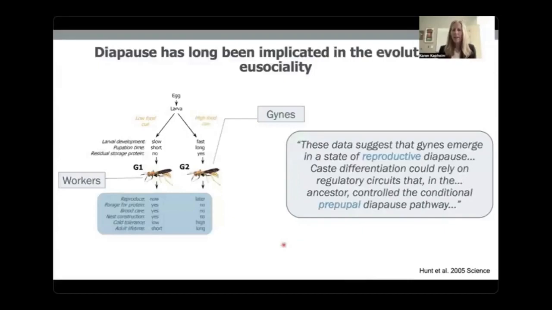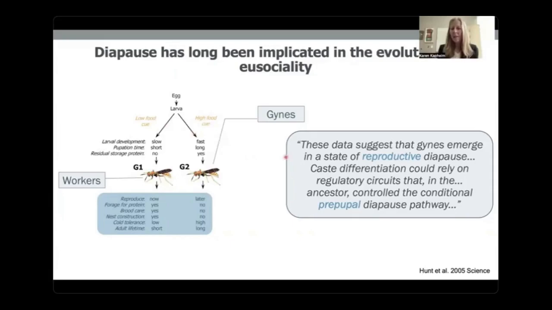So what does this have to do with sociality? Well, it's long been recognized that there's a link between diapause and eusociality. This has mostly been formalized by Jim Hunt almost 20 years ago, looking at the role of diapause in caste differentiation. So he and his colleagues recognized that when gynes emerge, that is future nest foundresses, they look a lot like as if they're about to enter diapause. And when workers emerge, they don't really look that way. And this probably has to do with differences in the nutrition that they received during development.